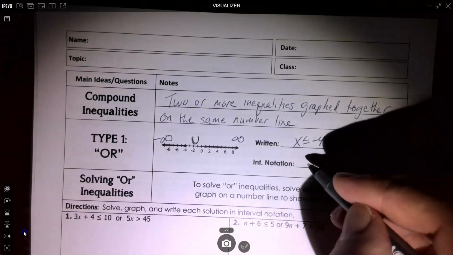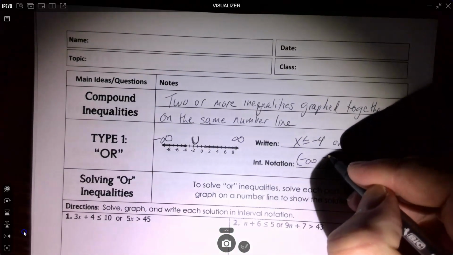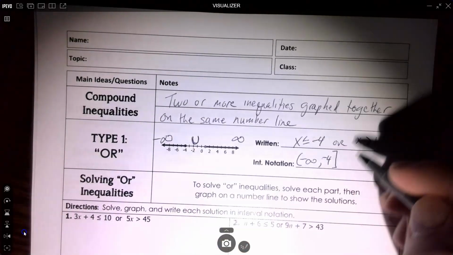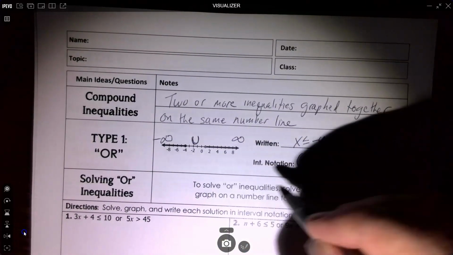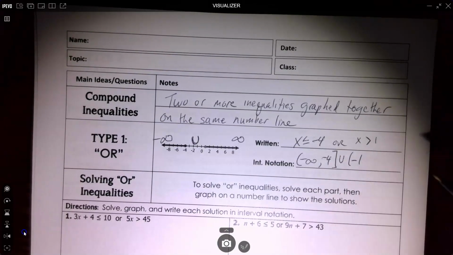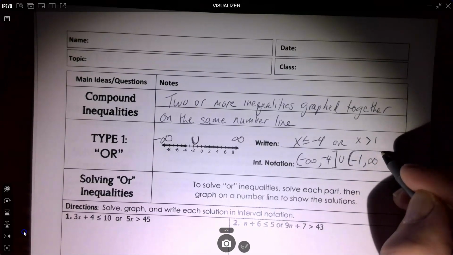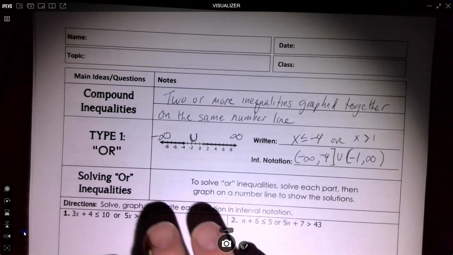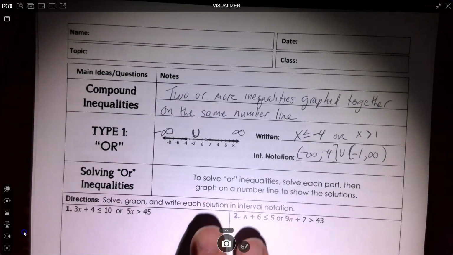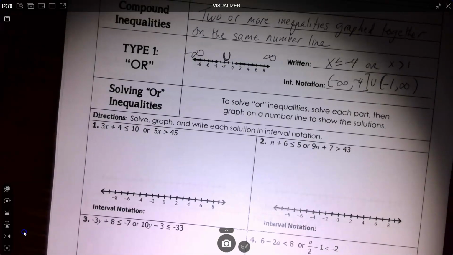This piece, remember, is negative infinity with a parenthesis on it, all the way up to -4. Because we're including -4, we use a bracket. And we got our union symbol. Then our next piece we're going to start off at 1, since we're not including it, so we have a parenthesis. And then we're going all the way to infinity. And that's how you'd write that. So when you have two pieces, you have to write it with a union. And then when we do AND, you'll see something else.